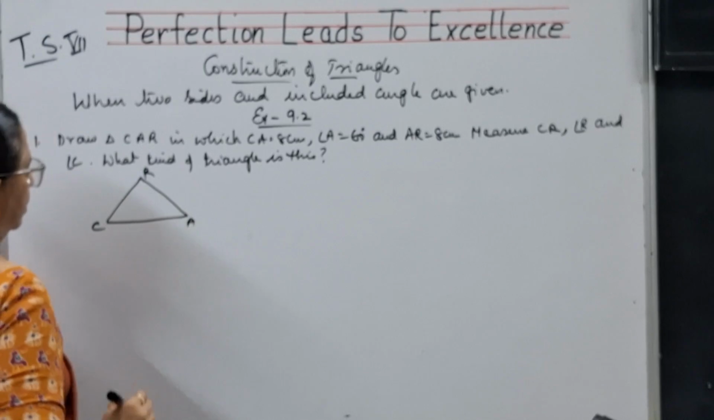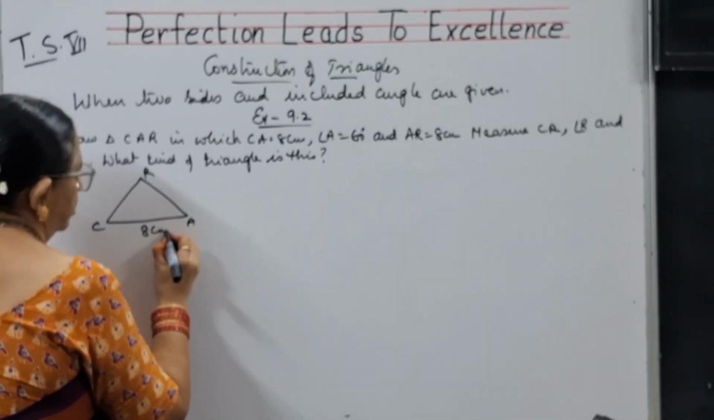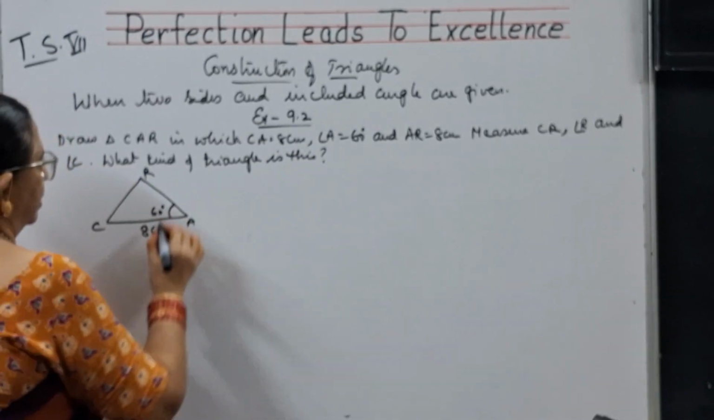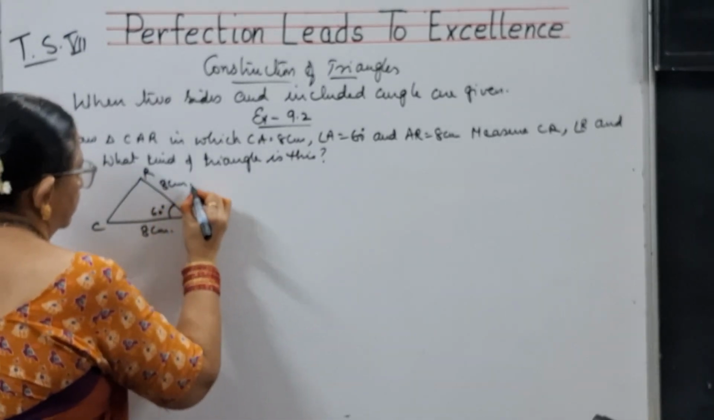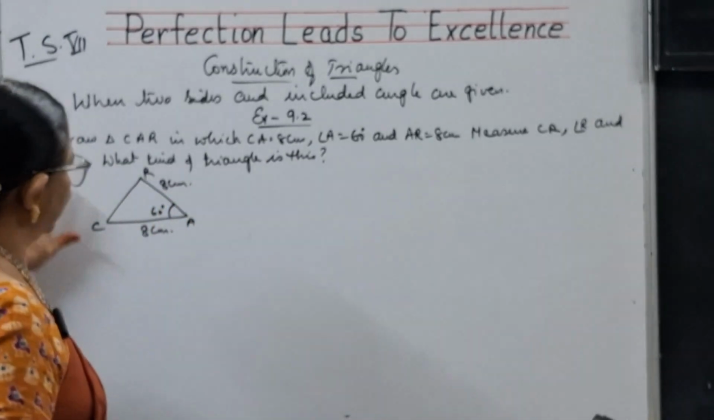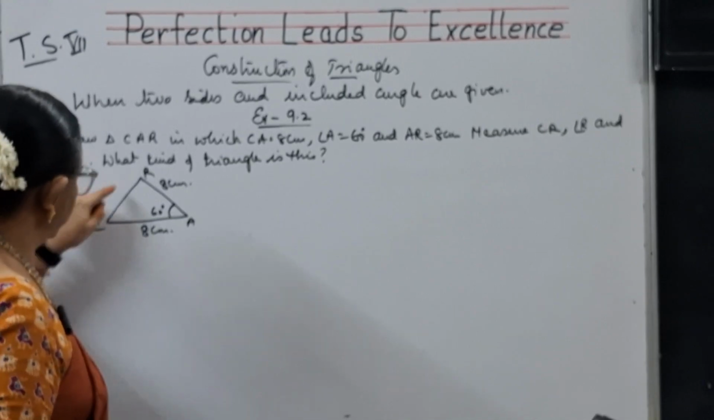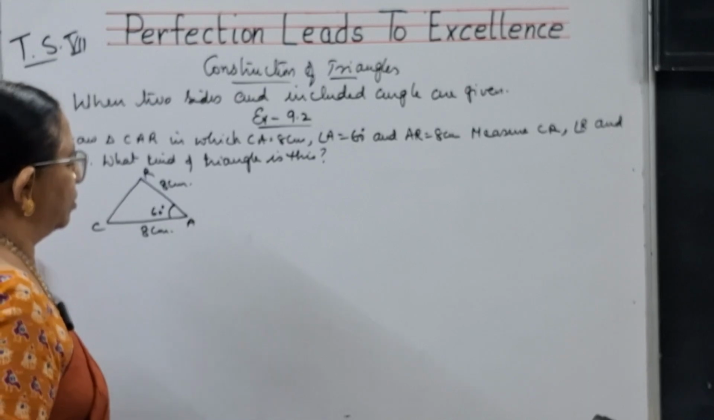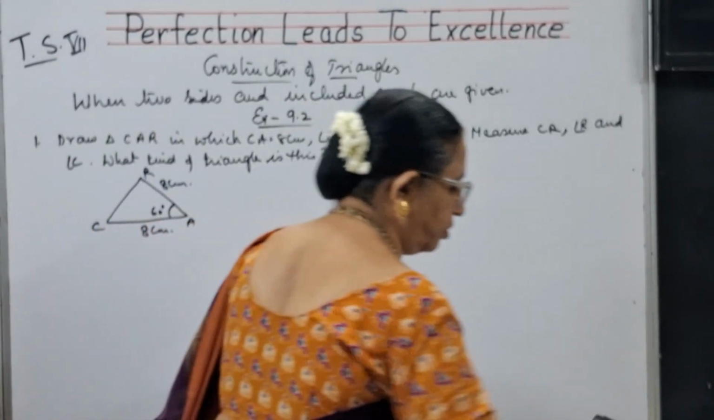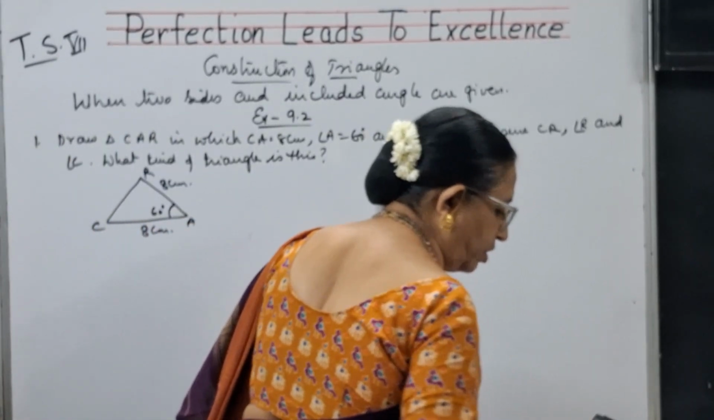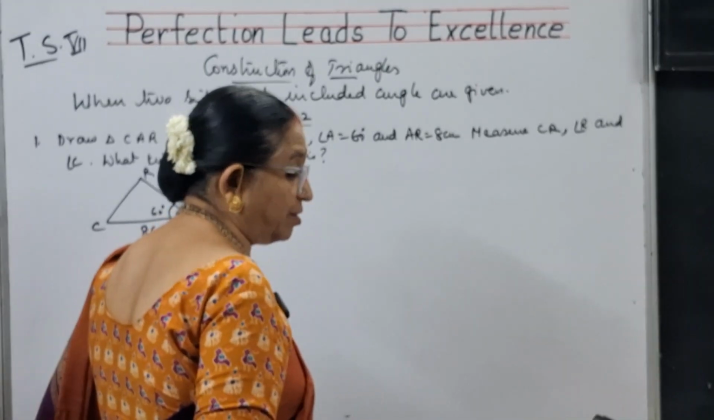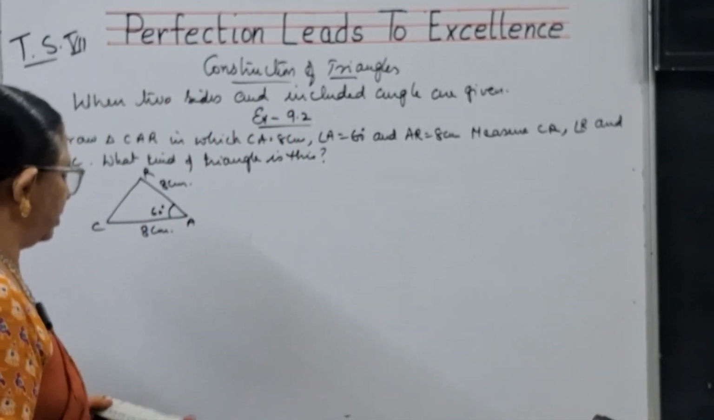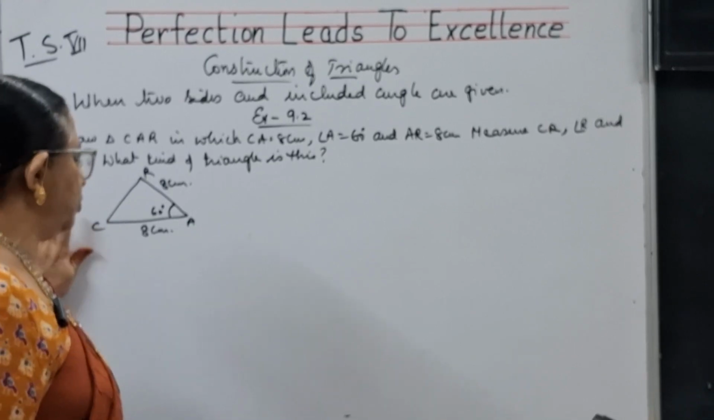So let us first draw a rough diagram. CAR. In this, CA is 8 centimeters and angle A is 60 degrees and AR is 8 centimeters. So first we have to construct this triangle. Then you have to measure CR, angle R, and angle C also, and find out what kind of triangle it is, because already you have learned, based on the sides and based on the angles, what names are given to the various triangles.